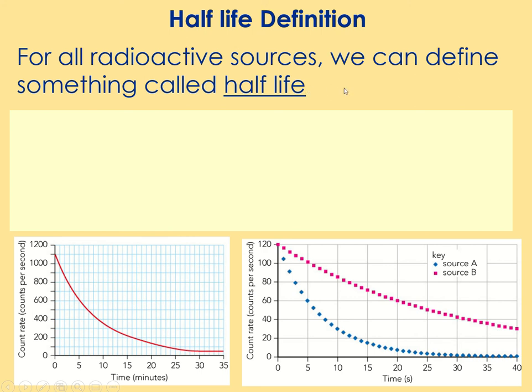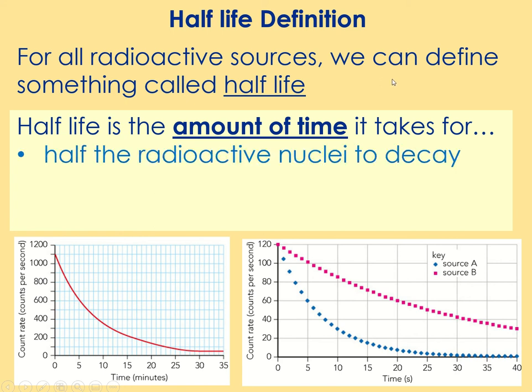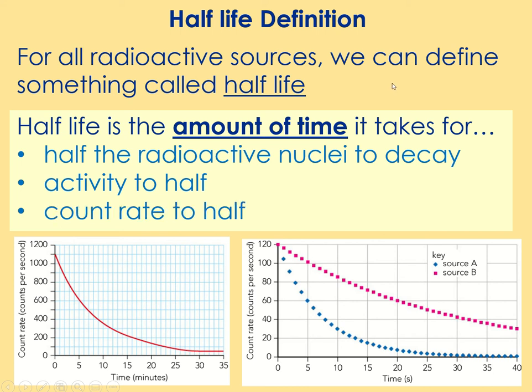The first mark is always half-life is the amount of time it takes. For the second mark, you need to tell me it's the amount of time it takes to do what. And the 3 slightly different variants of the definition are just the different units. Okay, so you can either tell me that half-life is the amount of time it takes for half the radioactive nuclei to decay, or you could tell me half-life is the amount of time it takes for the activity to half, or half-life is the amount of time it takes for the count rate to half. So all of those definitions are correct. You need to say this for the first mark and one of those for the second mark.